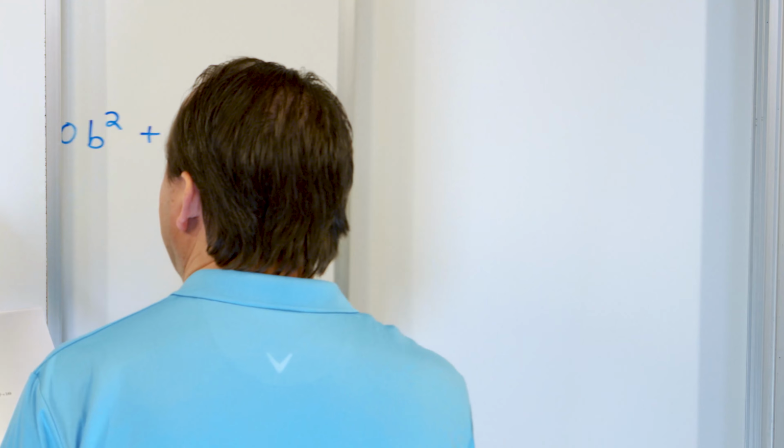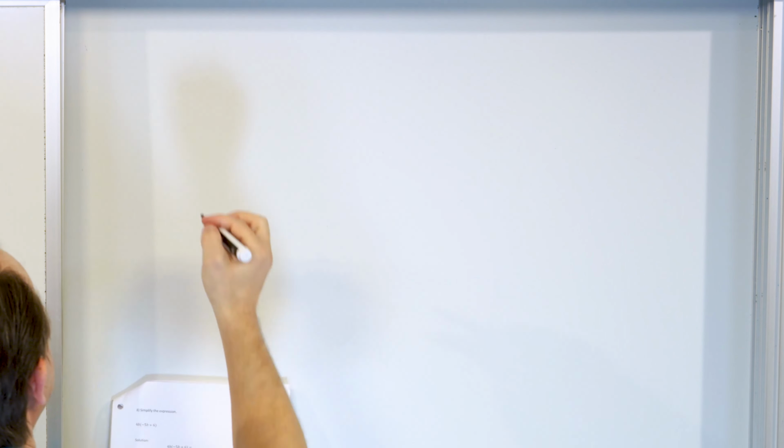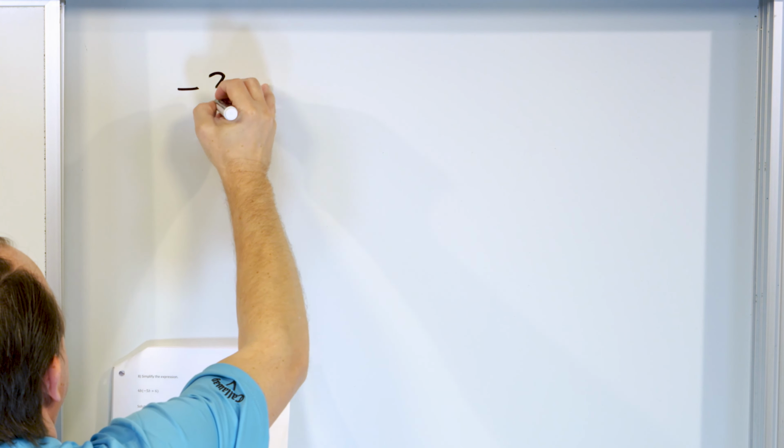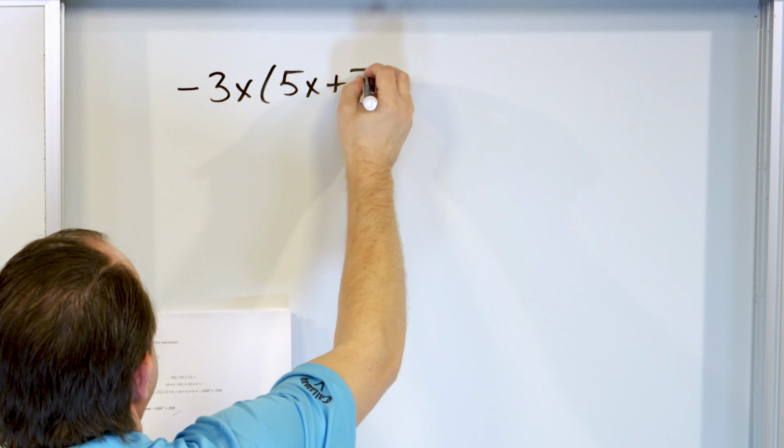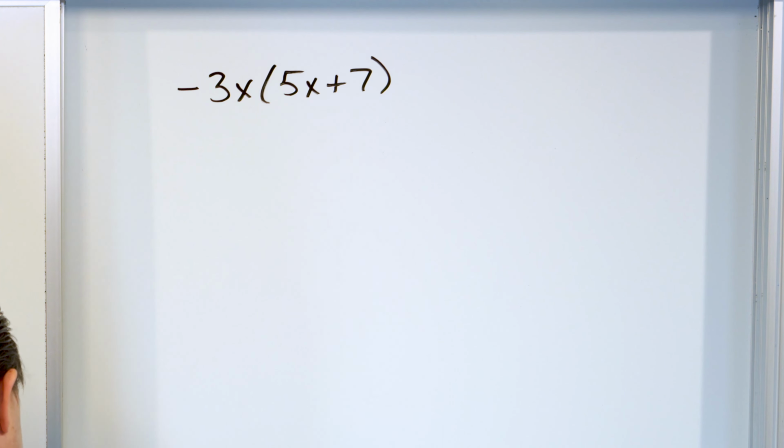All right, that was the last time that we're going to show everything blown out, because at some point we have to stop here. And so we're going to try to take the training wheels off here. 5x plus 7 on the inside. What do you think we're going to do?